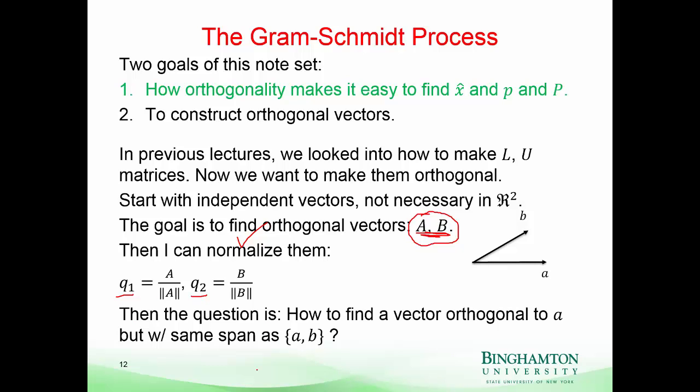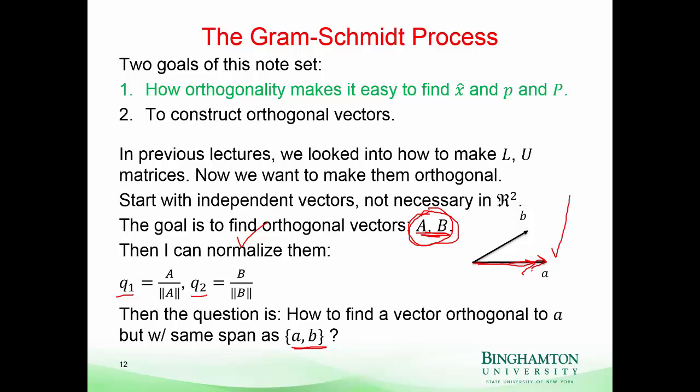So suppose I start off with two vectors, A and B, and what I want to do is find two orthogonal vectors, capital A and B, such that they have the same span as the original vectors A, B. So if this screen is the plane in which A, B lie, I want two vectors. Well, I can pick that one. In fact, I can pick it equal to A.